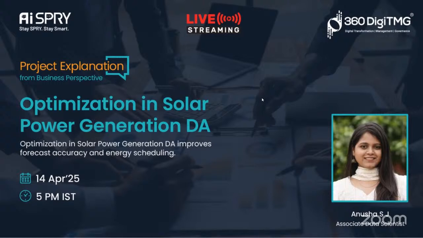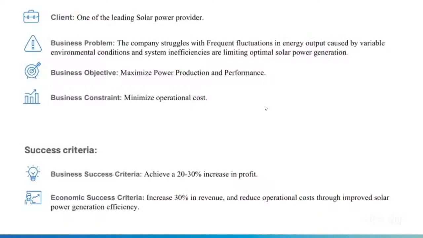So today's project is optimization in solar power generation. Optimization in solar power generation improves forecast accuracy and energy scheduling. So let's talk about the business objective, business constraints, etc. As we said already, the client was one of the leading solar power providers.